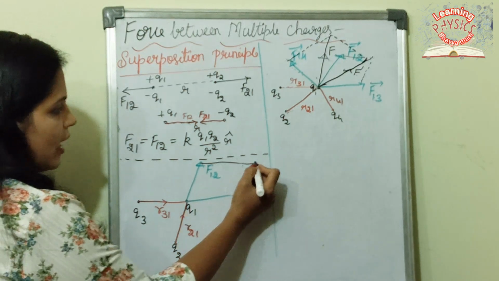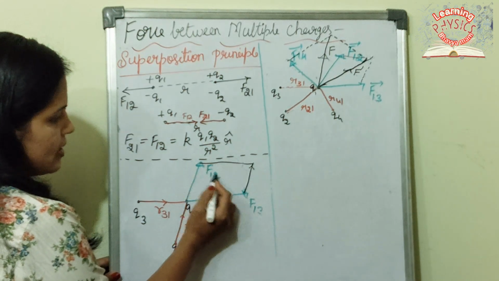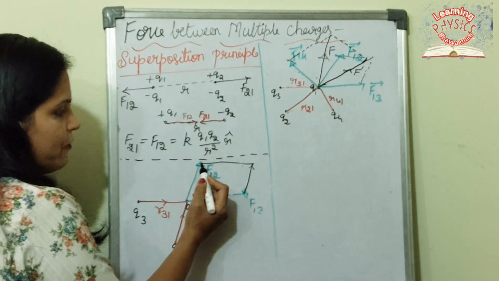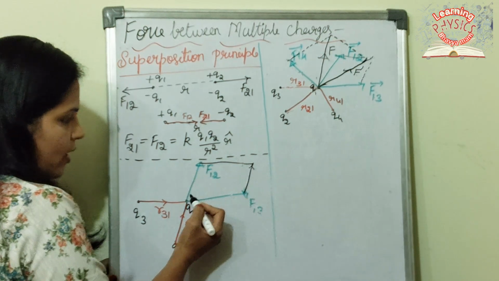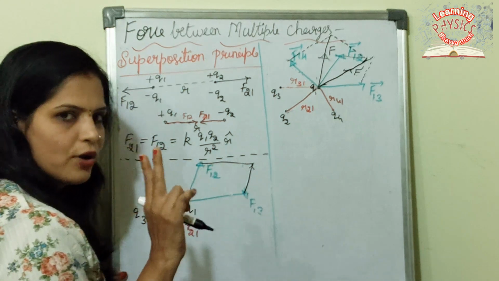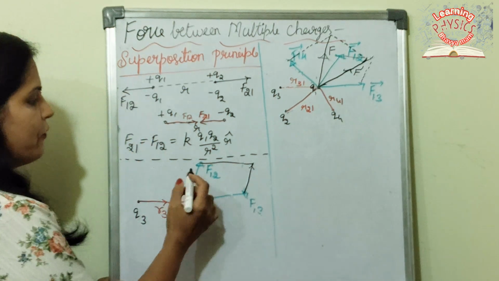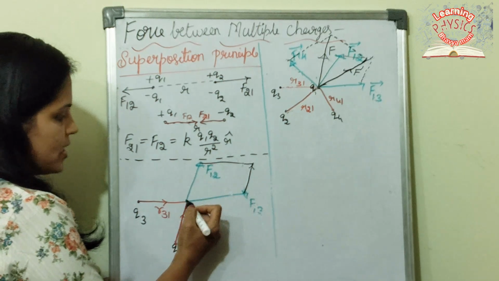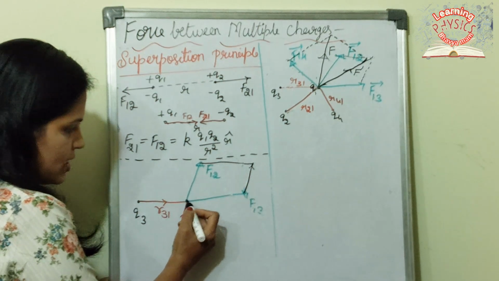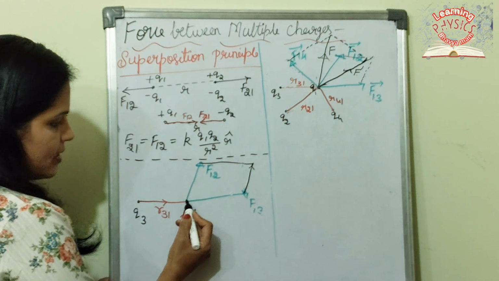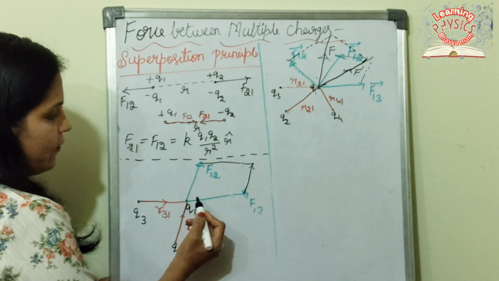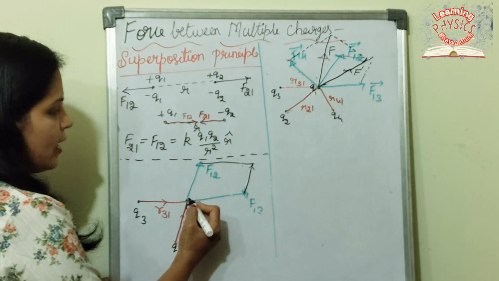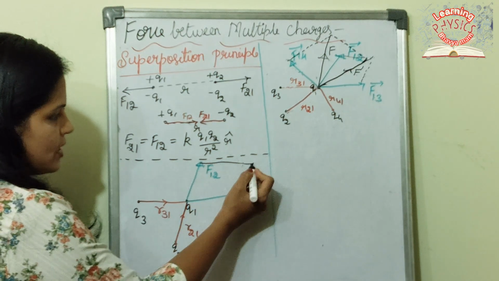Now here you can see there are two diagonals. One is this diagonal, another one is this diagonal. Diagonal means, if you join opposite corners, that is called a diagonal. A parallelogram has two diagonals. But which diagonal do you need to consider here? We have to take the diagonal which passes through this point, right? At this point we have placed Q1. We need to find the total force on Q1, so we need to take this diagonal. So join these opposite ends.